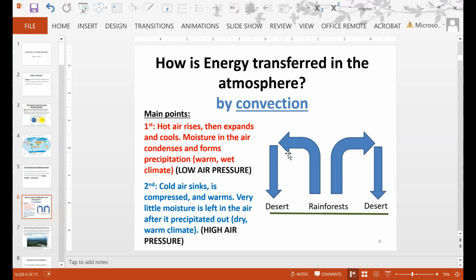The other main point of convection is that cold air sinks. Now this cool air up here, keep in mind, just rained out a lot of its moisture. The cool air is going to start to sink because it is more dense than surrounding air. So dense cold air sinks. As the air sinks, it compresses. That means the molecules get closer together, and when that happens, the air gets warmer. So you have warm, dry air sinking, and that forms your major deserts. And that sets up a high air pressure system.